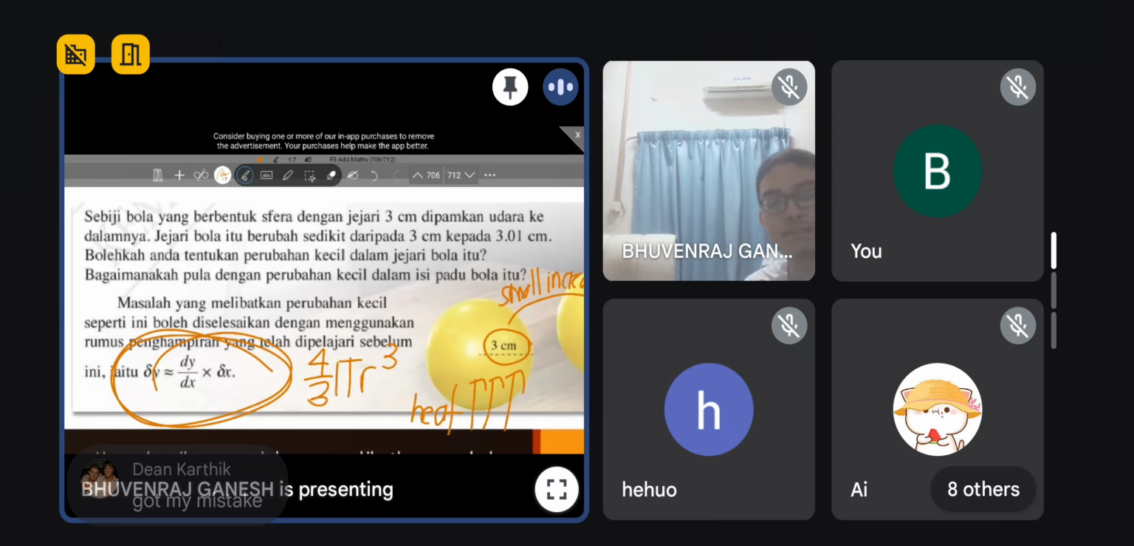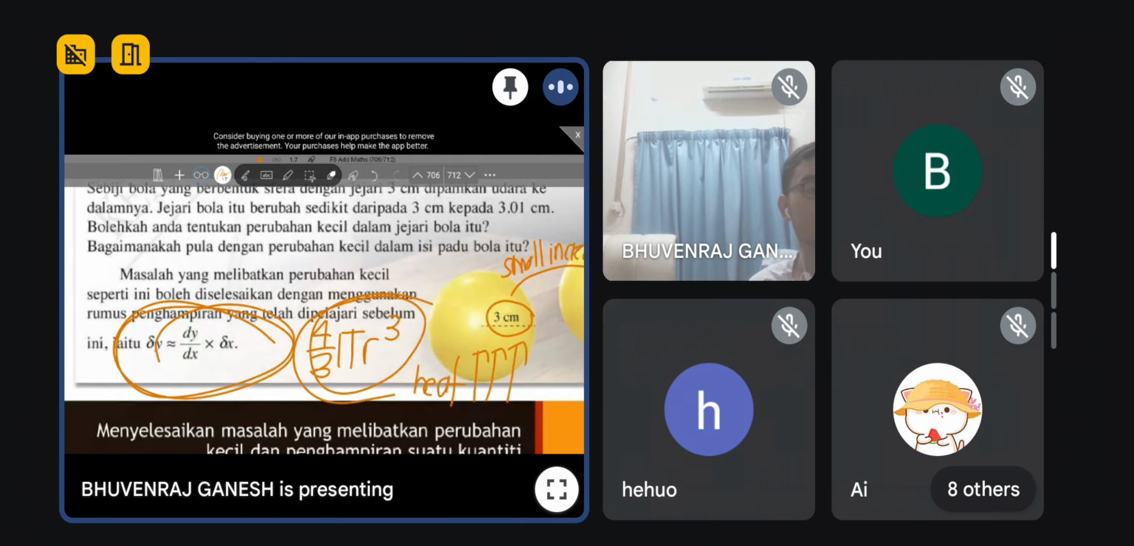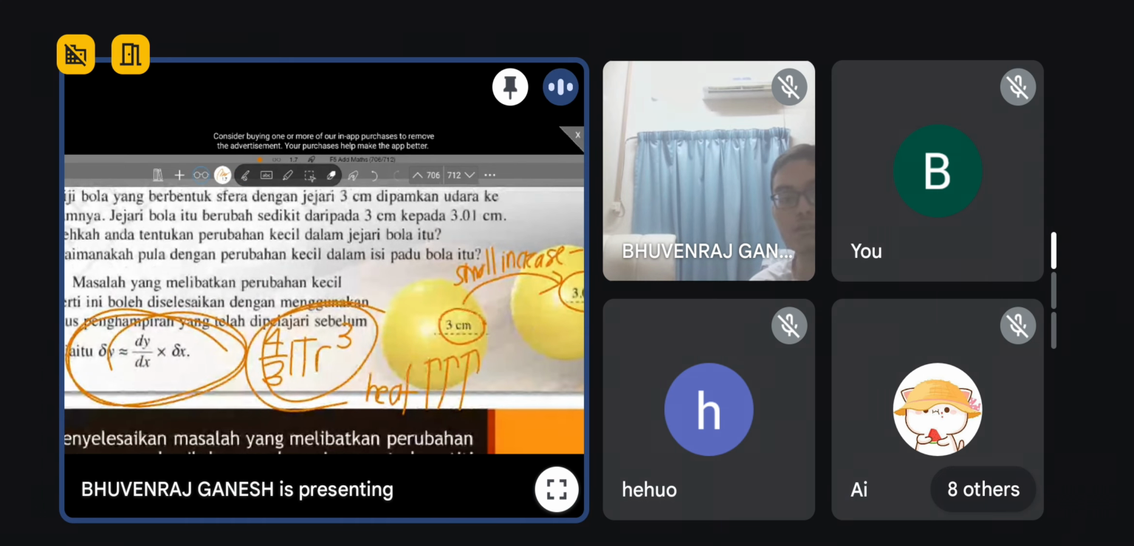Okay, or typo mistake. So in this chapter, make sure you remember all the formulas for volume. Very important for rate of change. They always like to ask all the shapes, so you need to know the formula. Usually you will use this formula to solve the question.